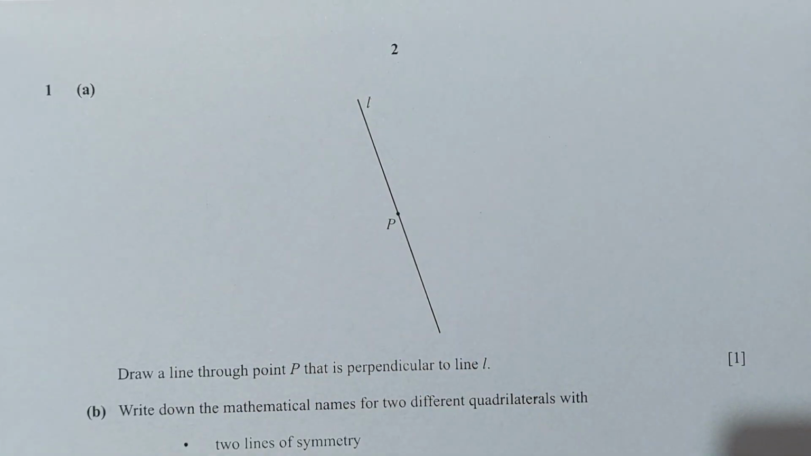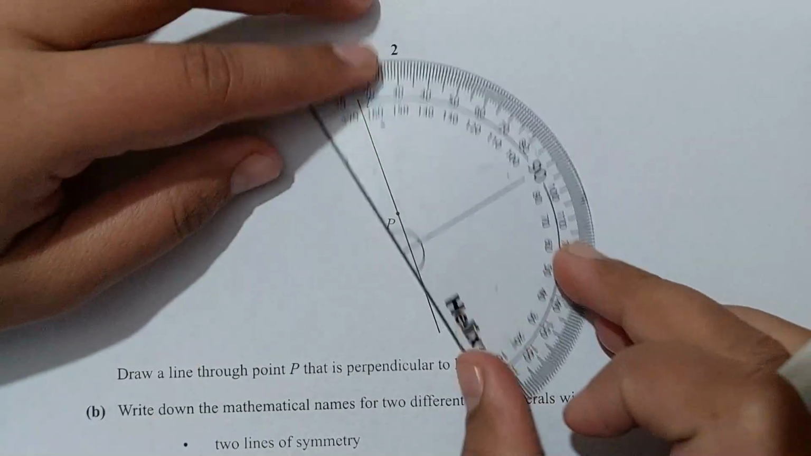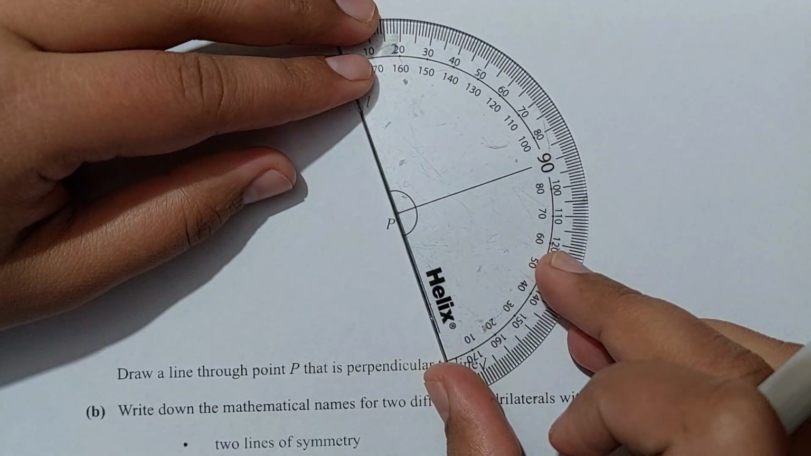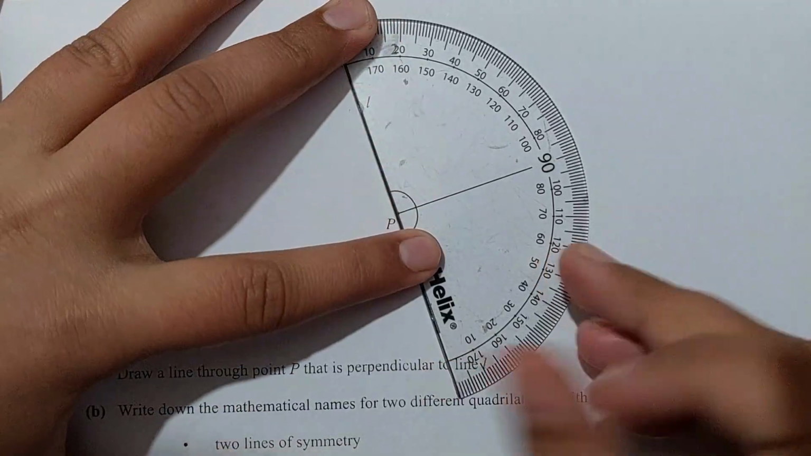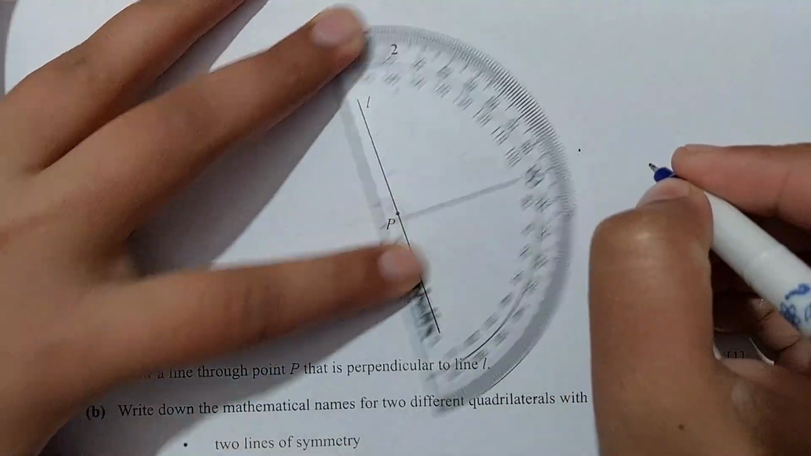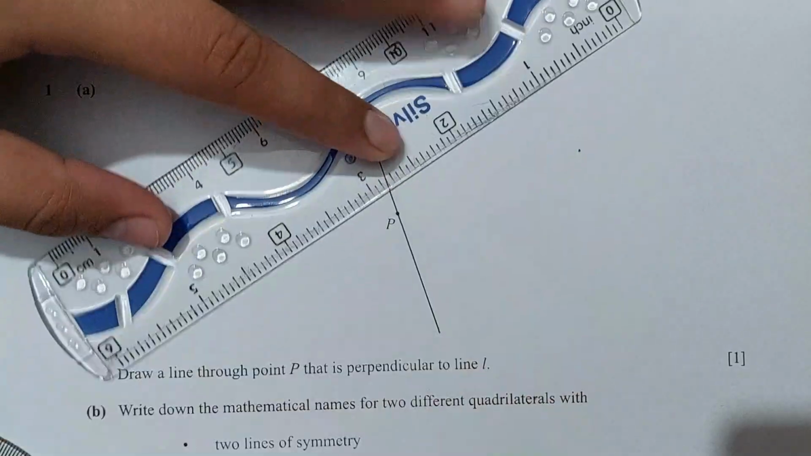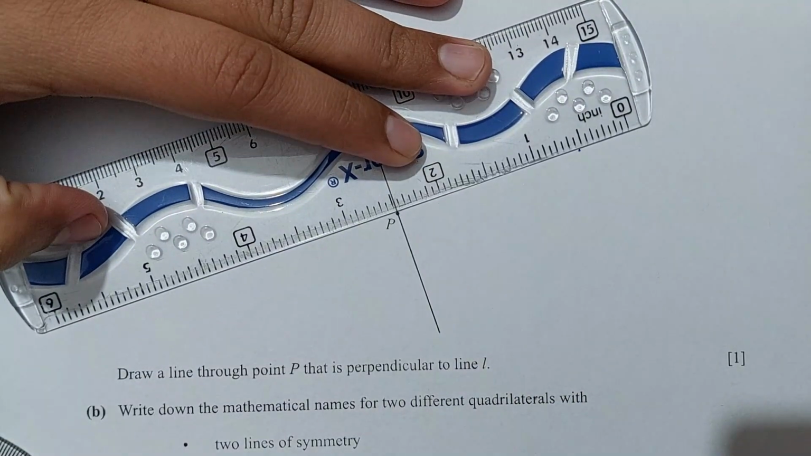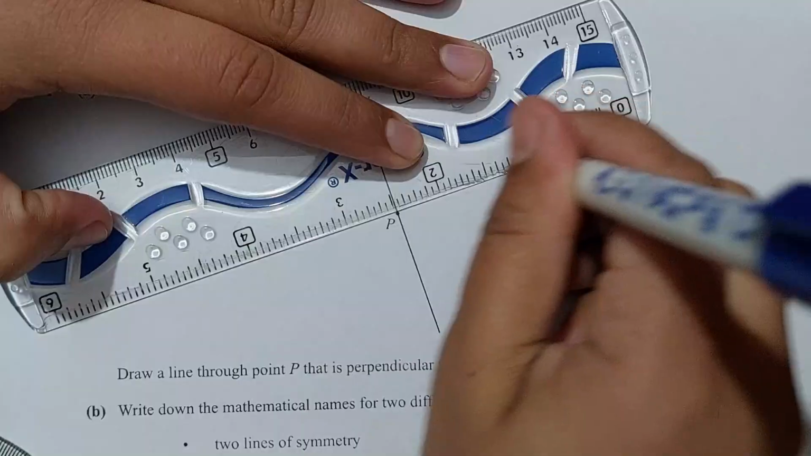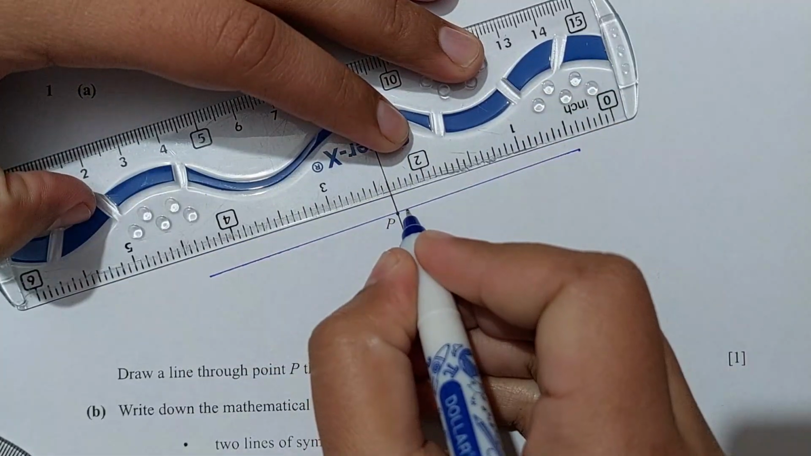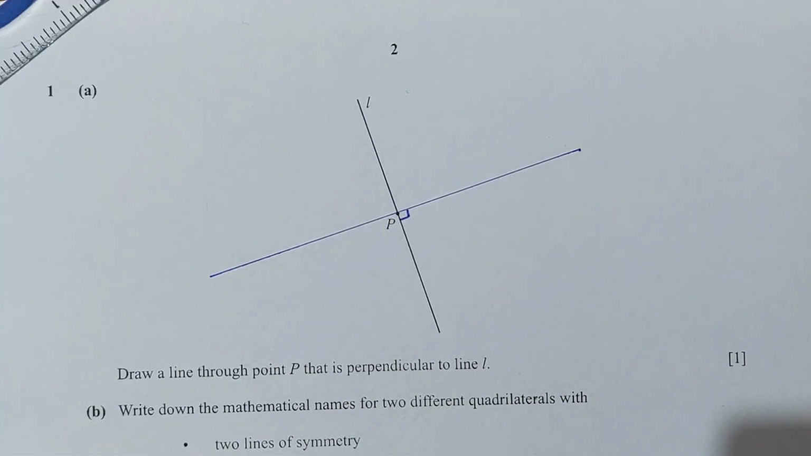This is a line L, we have to draw the line which is perpendicular to line L through point P. Okay, let me find the line that is perpendicular. You can see here we have a 90 degree. So let me draw the straight line joining the point P. So this line is perpendicular to line L.